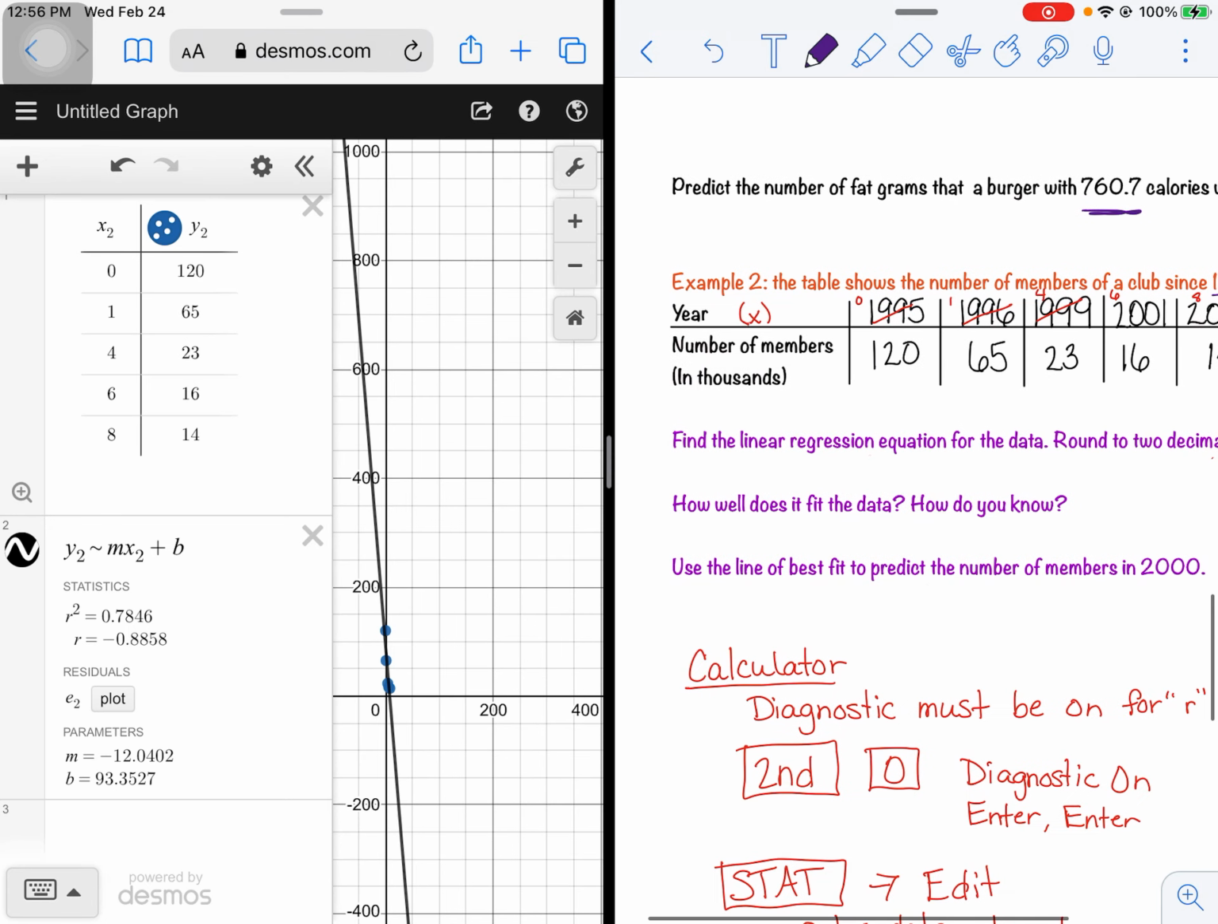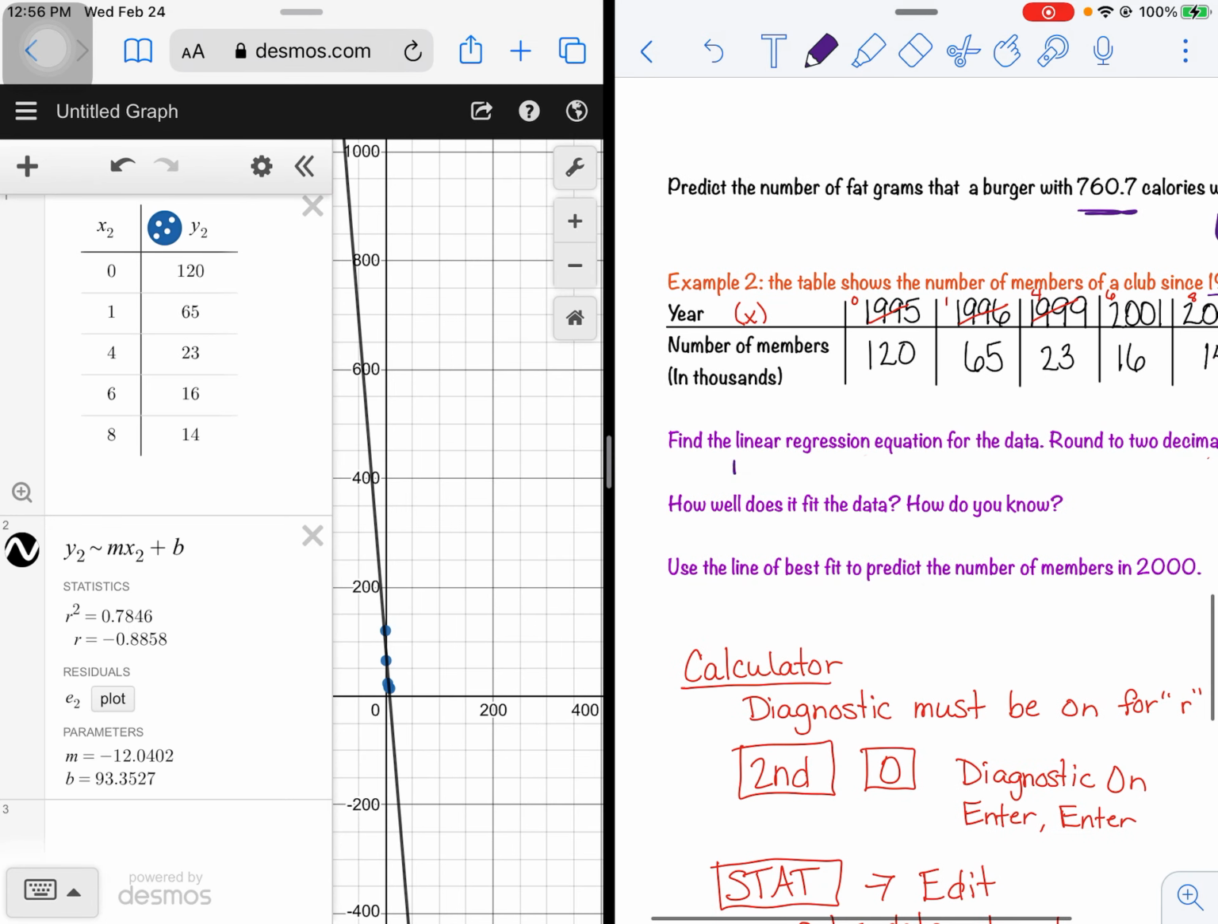So let's make our equation. This is round to 2 decimal places, so we're going to do that to 2. So Y equals negative 12.04x, and then plus 93.35. So there would be your equation. Then it asks, how well does it fit the data? Well, it fits pretty strongly, and we can see by the way the line looks, it's negative. So we know it's a negative correlation. So we know it's pretty strong.